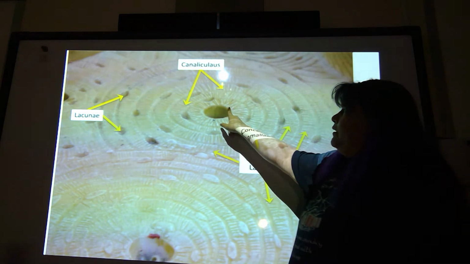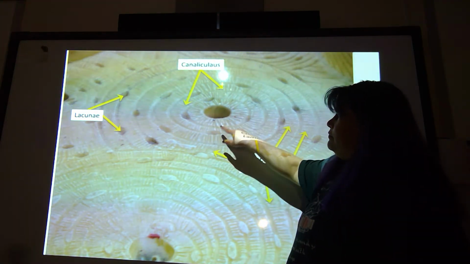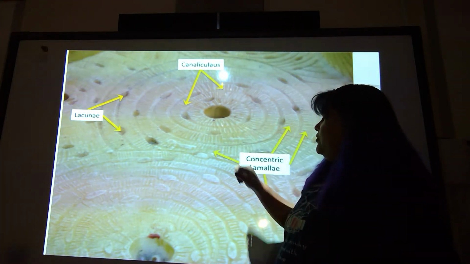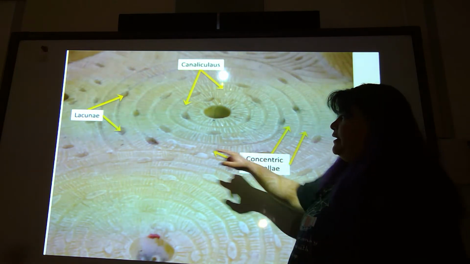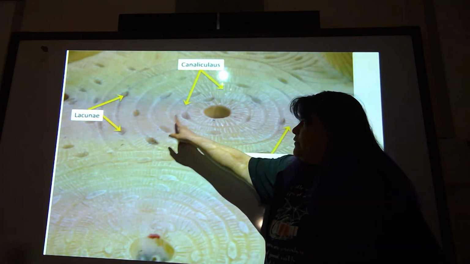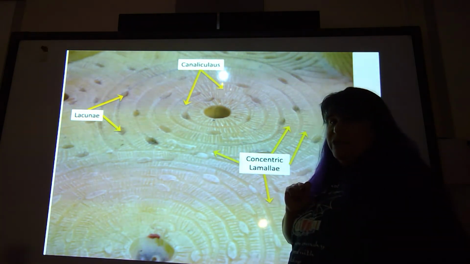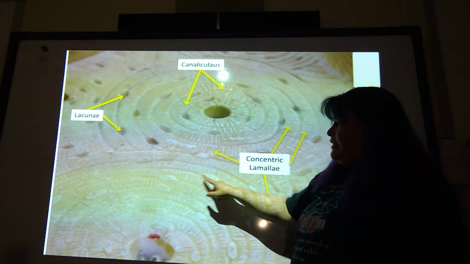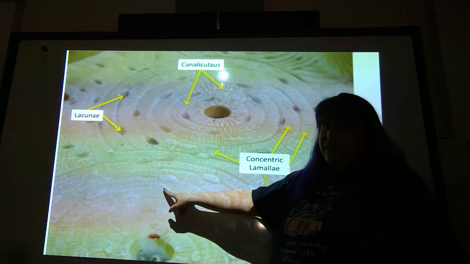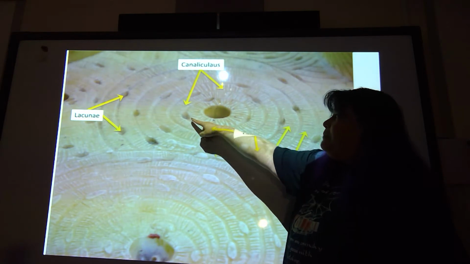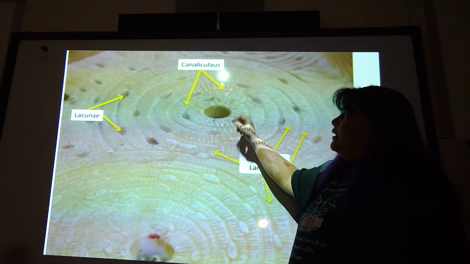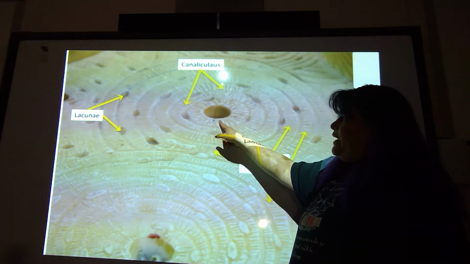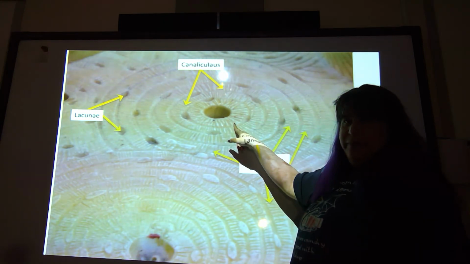Again, each one of these is going to be a concentric lamella. These spaces are going to be the lacuna because there is no cell in them. See these? These actually have cells in those spaces. They're not empty like these are. Do you see the little radiating lines coming out from there?